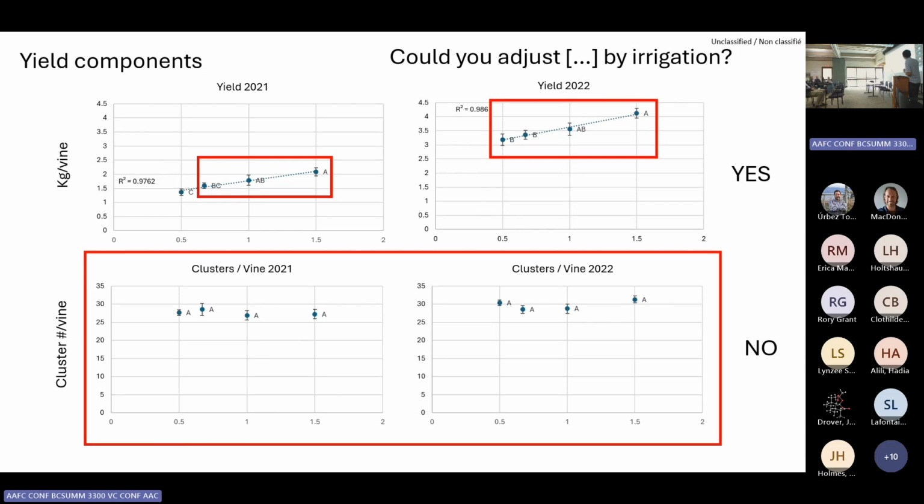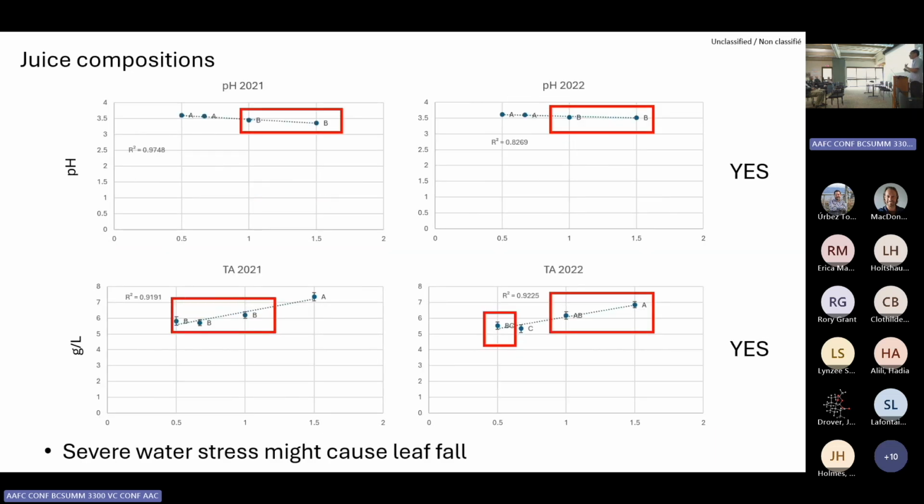Okay, so the question I asked here is, could we adjust the yield by irrigation? I think the answer is yes. But on the other hand, could you use irrigation to adjust one of the yield components, which is the cluster number per vine? The answer is no. So sometimes you will see this relation. I didn't show all the yield components here, but this is how I analyzed this data.